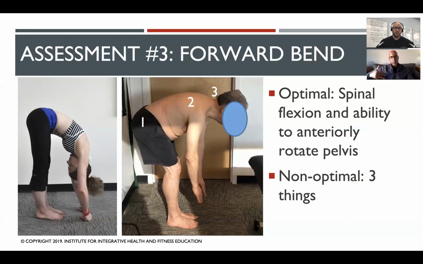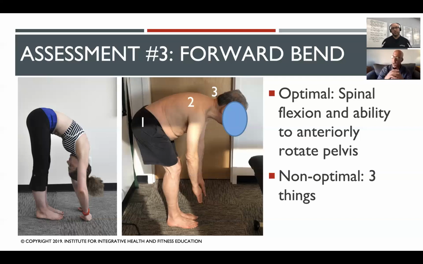Number 2, you see the increased thoracic kyphosis. You mentioned that a little bit ago, because that sort of feeds into what happens down below. Number 3, you start to see the extension of the head, where you see Sarah's head and chin are tucked. That is usually a neural tension issue.